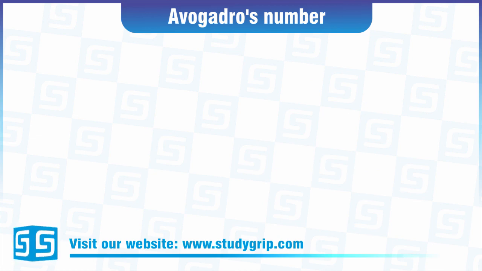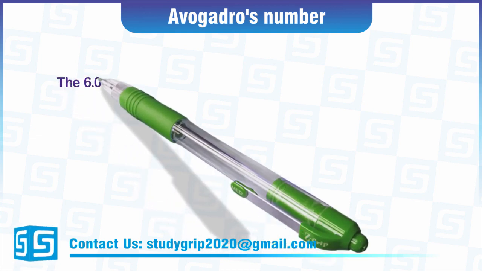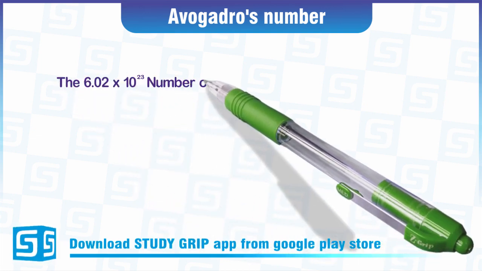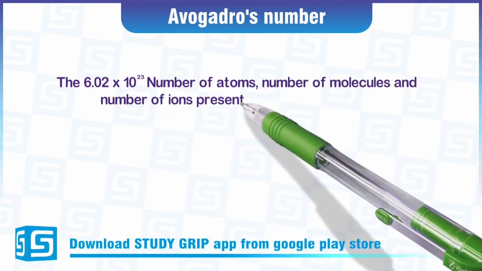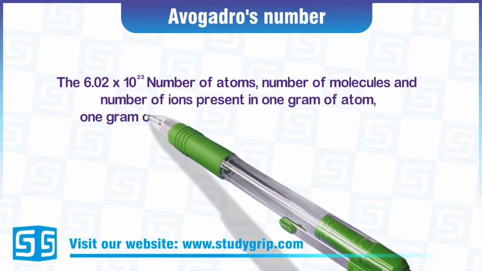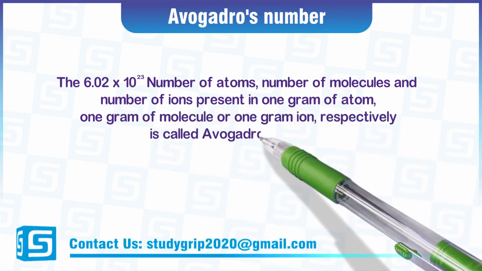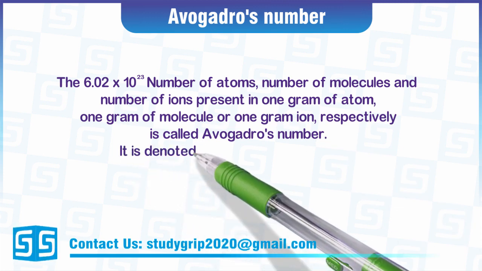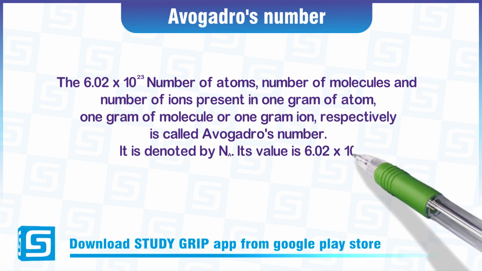6.02 × 10^23 is called Avogadro's number and can be defined as the number of atoms, molecules and ions present in 1 gram atom, 1 gram molecule or 1 gram ion, respectively. It is denoted by Na. Its value is 6.02 × 10^23.